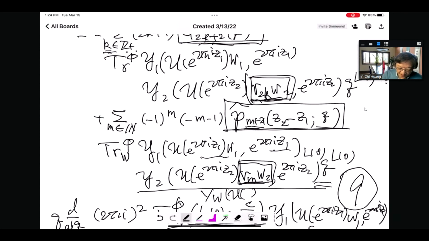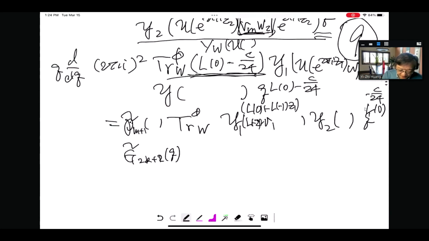But here the difference is that in this case, k can be equal to 0. It is possible for k to be equal to 0. We have G tilde 2, which corresponds to G2(τ). G2(τ) is not a modular form. And also here, m is allowed to be equal to 0. So in this case, P1 is the Weierstrass zeta function. So you see, in the beginning, these things are not modular invariant. It's bad.